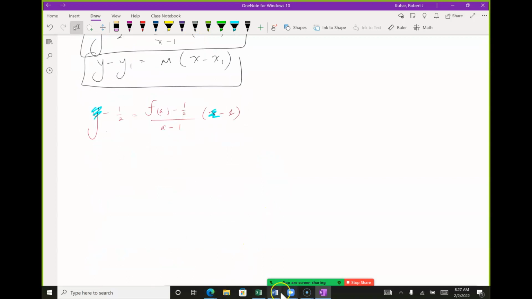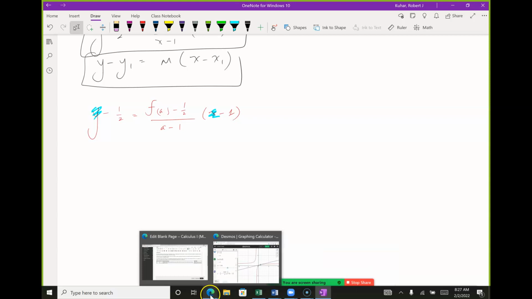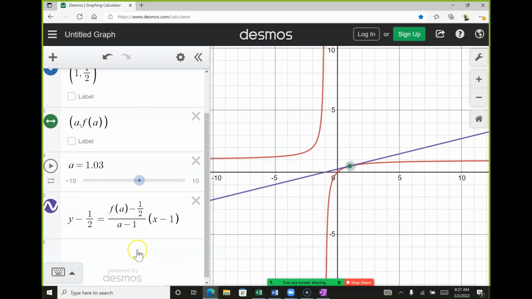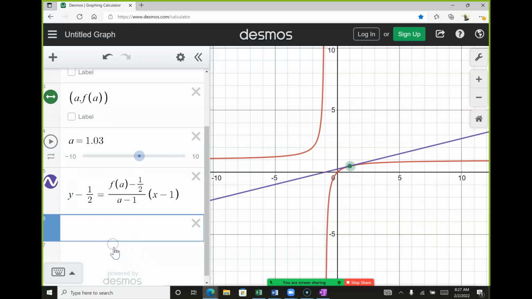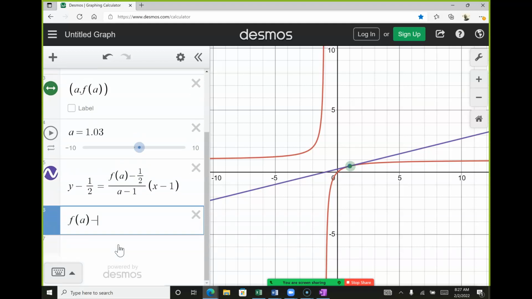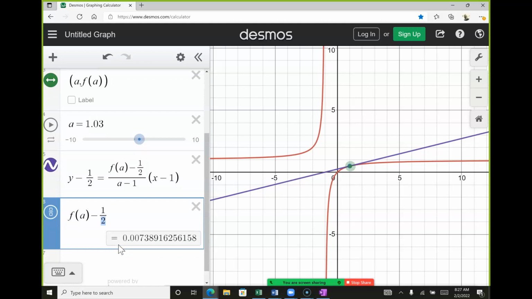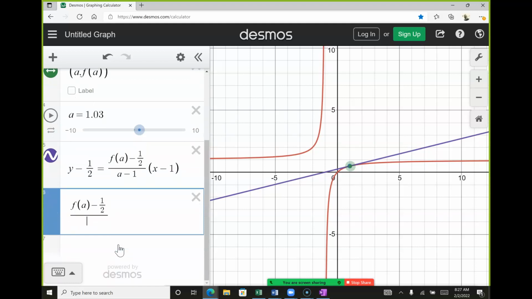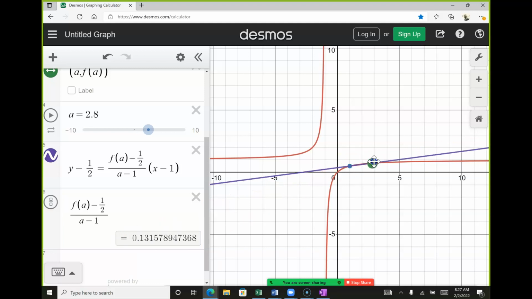So can I calculate secants here with this? I'm going to try and improvise a little bit here. This could be dangerous. Let me see what happens if I just calculate f of a. Yes, it does. F of a minus 1/2. See, it's giving me a number there divided by a minus 1. And you can see my calculation of my secant is giving me a prediction, right?